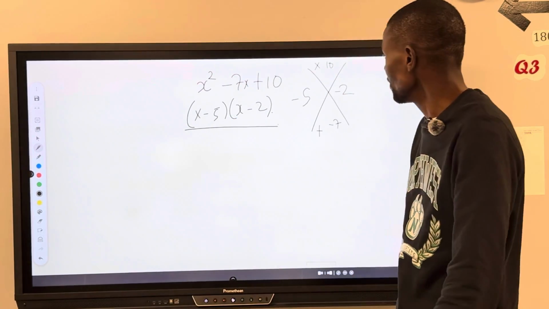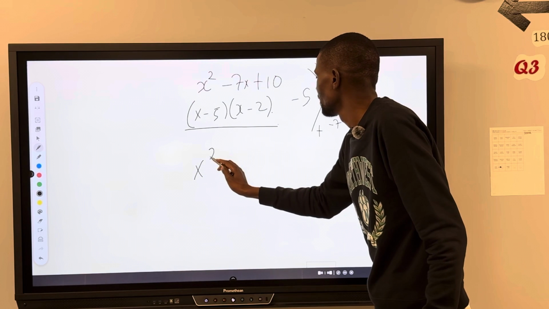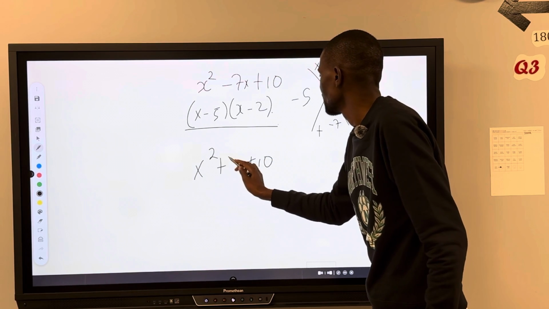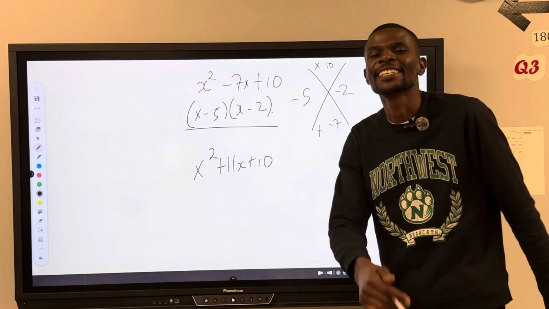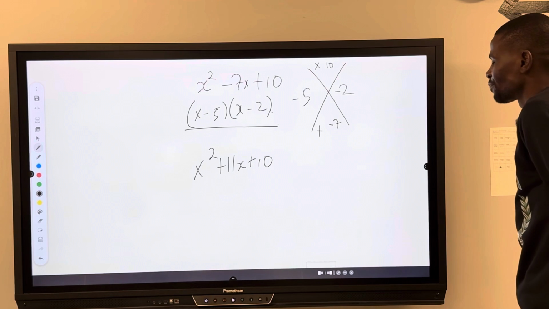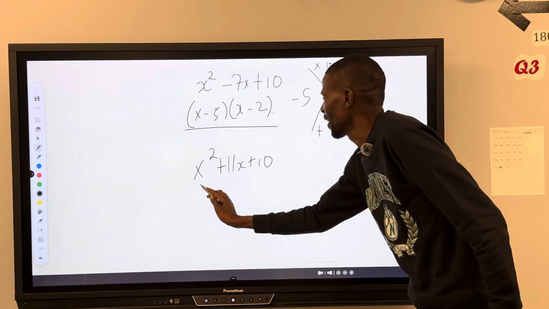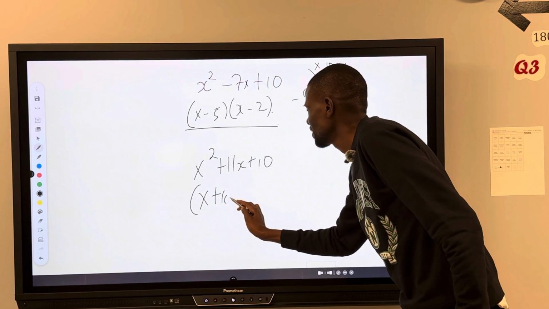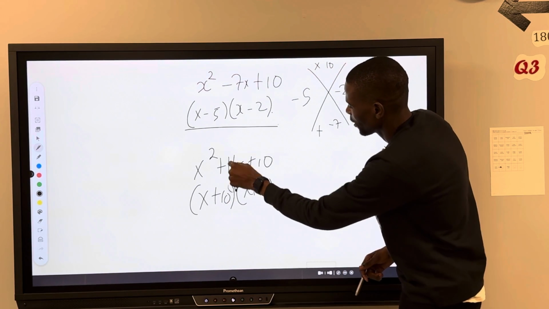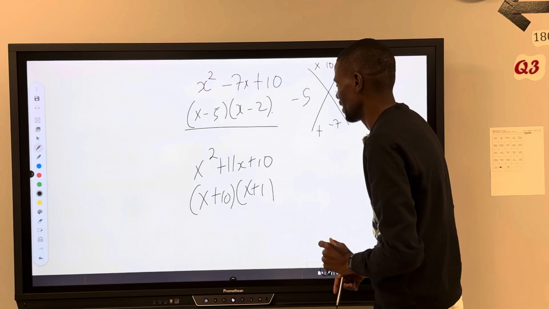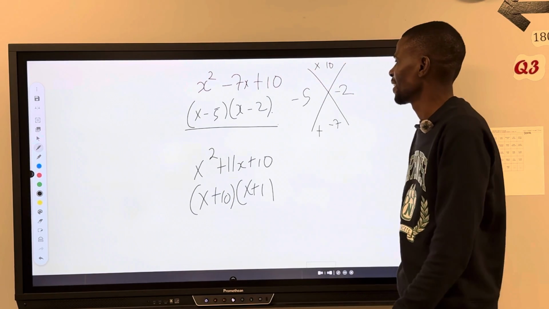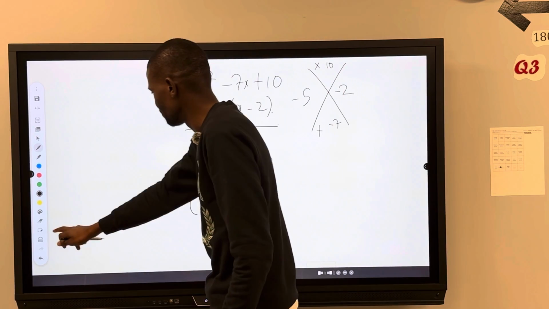Can you try out this one? x squared plus 11x plus 10. Try out that one. I would like to believe you all got x plus 10, x plus 1, because if I add 10 and 1, I get positive 11, and if I multiply 10 and 1, I get positive 10. So that's case number 1.